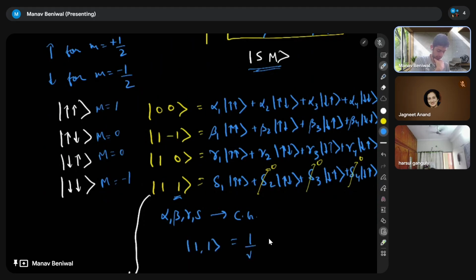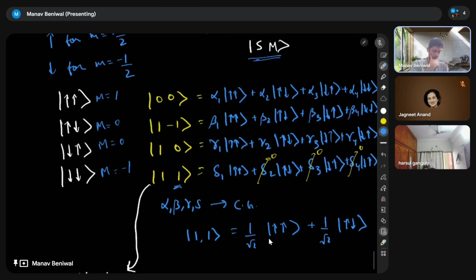Okay, so then my 1 comma 1 state, let's say I can normalize and write it like this: up up plus 1 by root 2 sum up down, like this. Now on the left hand side, I always have total angular momentum m as 1, right? You can see it's always 1. But on the right hand side, although this term is giving me 1, this term is giving me 0. So this is not possible, right?